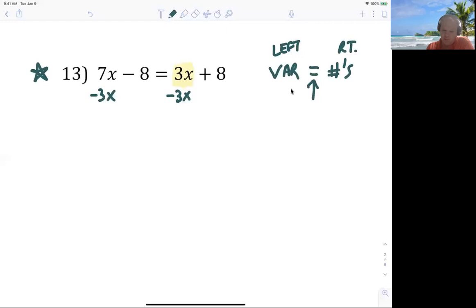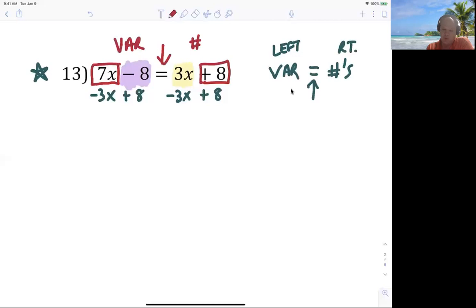Subtract 3x. Now the next thing, the -8 is a number and it's on the left side. So I want to move it to the right side. So I add 8. Now I also want to show you that this plus 8 here is in the right position, and this 7x is in the correct position because of its location to the equal sign. Variables are on the left side, numbers are on the right side.